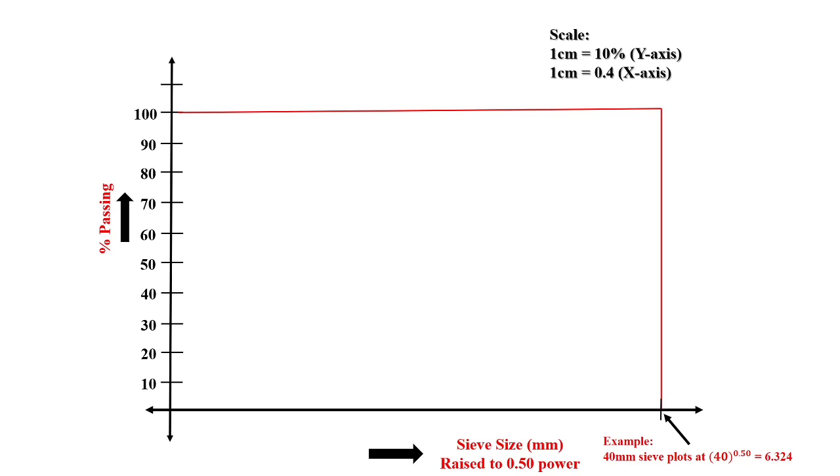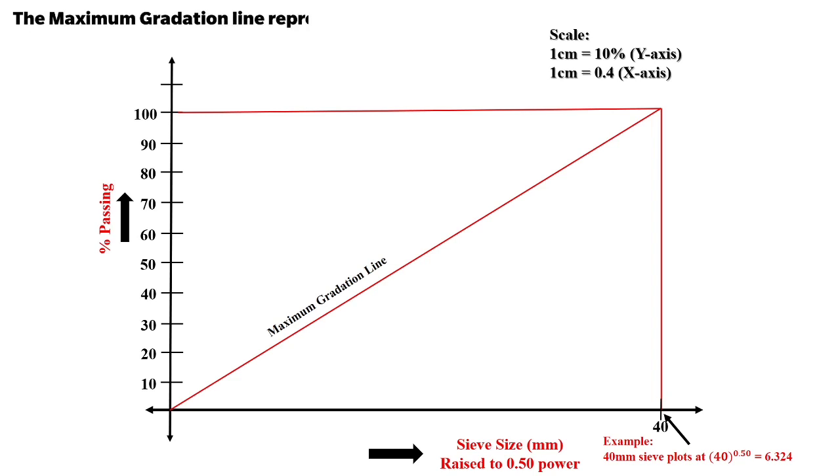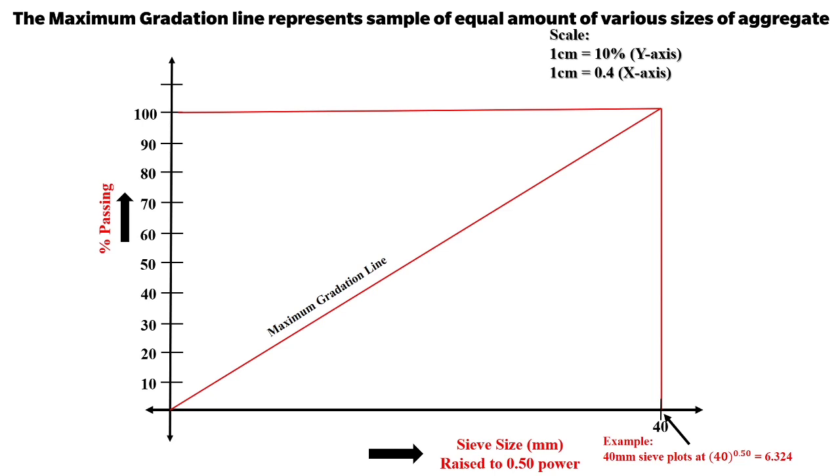Once these two lines meet, we'll draw a diagonal line which intersects the origin of the graph. The line so obtained is called the maximum gradation line. The maximum gradation line is the one which represents a sample of equal amounts of various sizes.